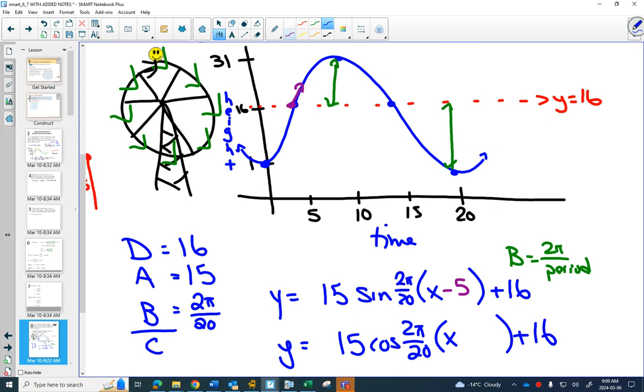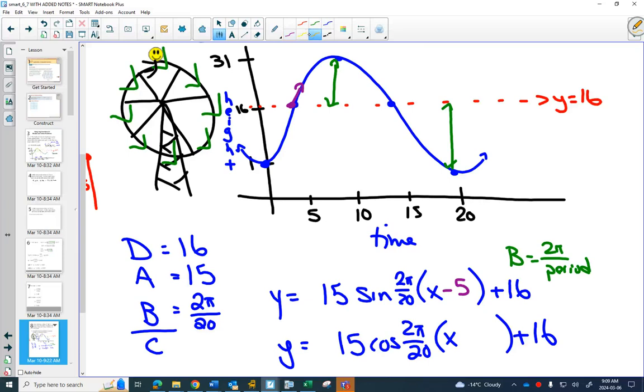So the D, the A, and the B don't change, right? If it's a sine or a cosine graph, your center line, your sinusoidal axis, is the same. Your amplitude is the same. How long it takes to repeat itself is the same. The only thing that changes is that C value. And we'll do this one in orange.